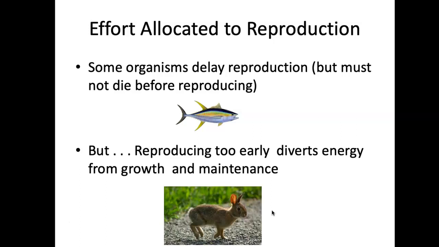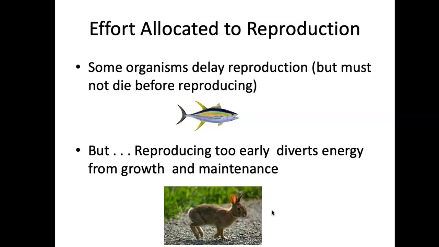I want to go back and think about the effort that's allocated to reproduction in organisms, because there are different strategies, correct? Some organisms are going to delay reproduction, like we talked about those tuna. But the whole trick is not to die before reproducing, because you want to leave your offspring in the next population. So you can delay it, but not too late so that you're too old. On the other end of things, reproducing too early can take energy away from just the growth and maintenance of that individual. And if they're not strong enough, they're not going to do well reproducing. So it's a difficult balance.